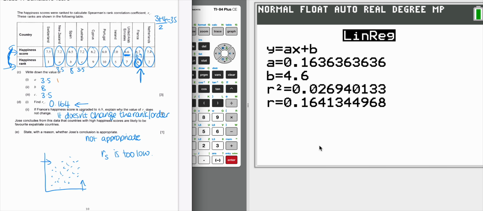You have 1 mark each for finding the correct rank, and then you have 2 marks for finding the correct Spearman's rank, and 1 for explaining the change in order for France. And then at the end there's 1 mark, but it's only if it's given with a reason. So you need to give the reason as well as the answer.